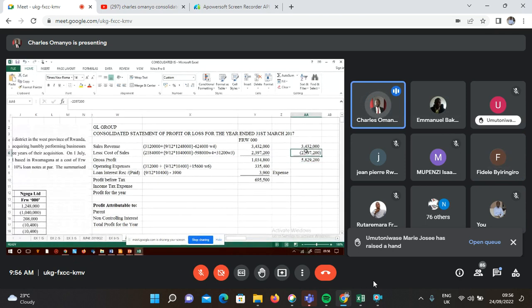Because I had already put a negative sign there. How do you get gross profit? Gross profit is sales minus cost of sales. So if I leave this as minus here, and then I come here and I take sales minus, it changes to a positive. That will be wrong accounting.